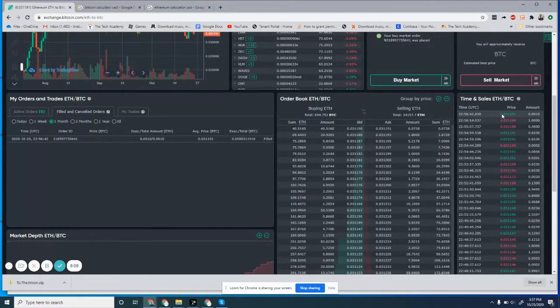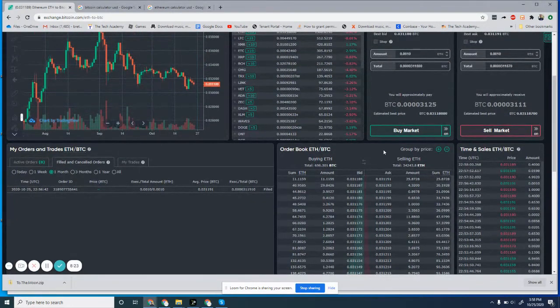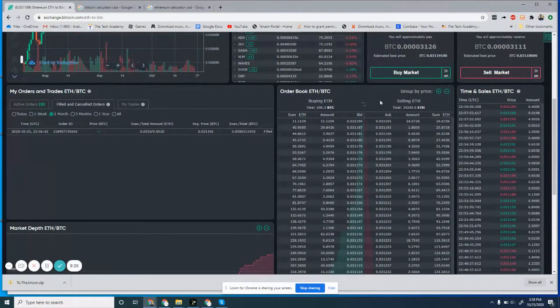The latest trade was us right here. Well, not anymore. It went down, but this shows all the trades that are being made. And right here, this is important to look at as well, because this shows all the people that are buying Ethereum with Bitcoin, and this shows all the people that are selling Ethereum with Bitcoin.